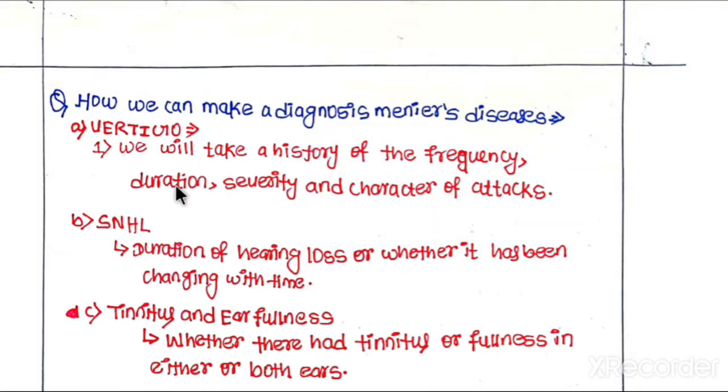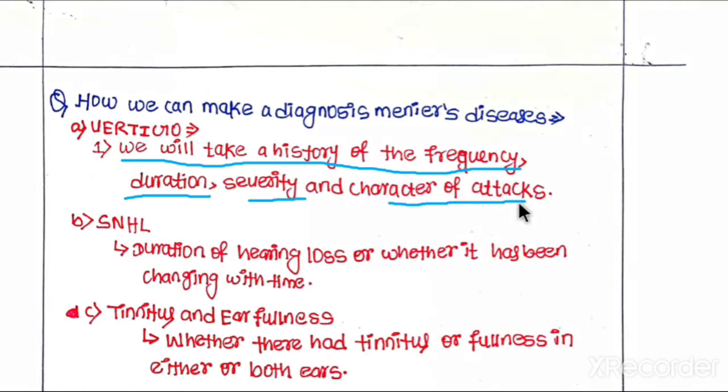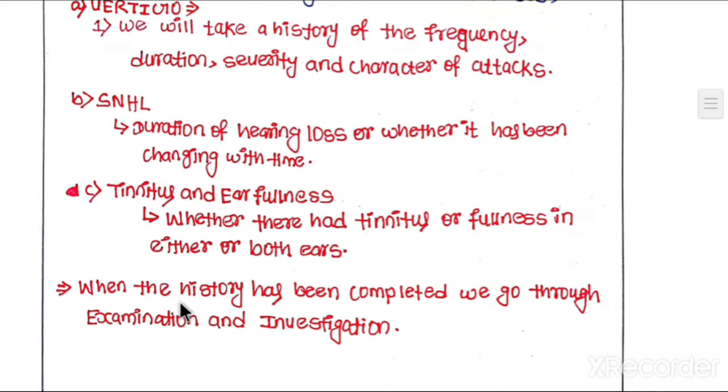For vertigo, we'll take a history of frequency, duration, and severity characteristic of vertigo attack. Duration of hearing loss, whether it has been changing with time or not, for sensorineural hearing loss, and whether there is tinnitus or fullness in either or both ears. For the tinnitus or ear fullness, we ask these types of questions. When we have asked these three symptom histories, then we go through examination and investigation.